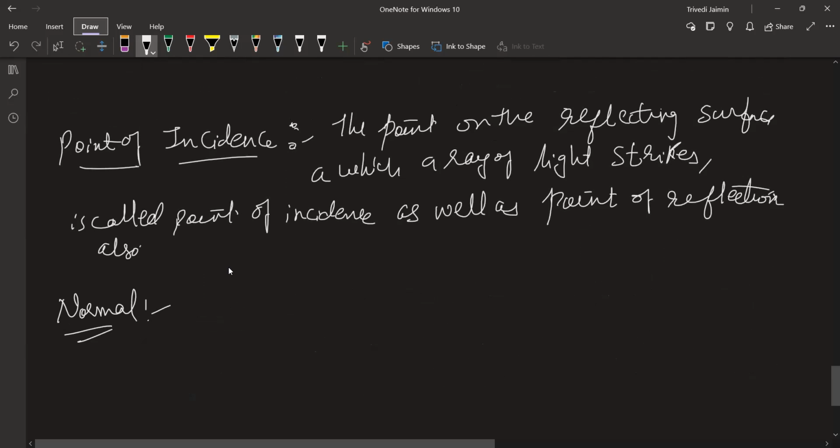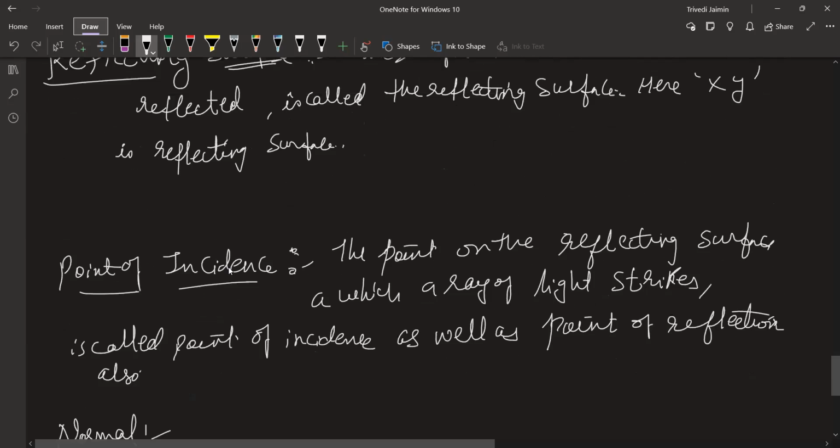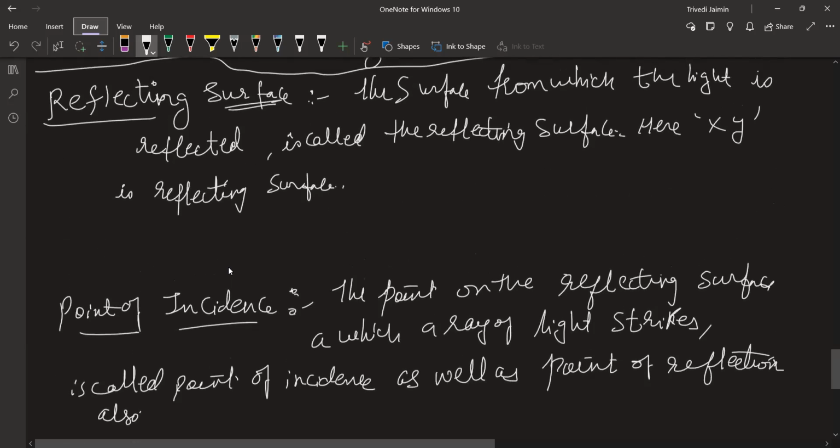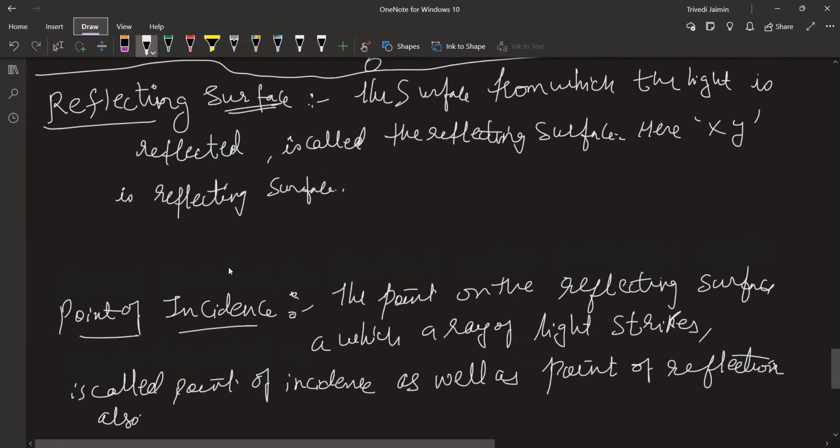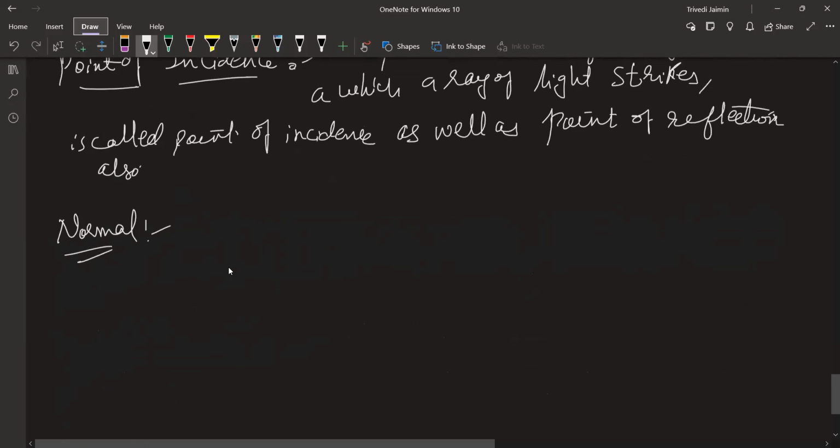Normal. So can you scroll to the reflecting surface? Just one minute. Yeah, sure. You write it. Yes, sir, done. You can write it, it's okay. I just want to check.